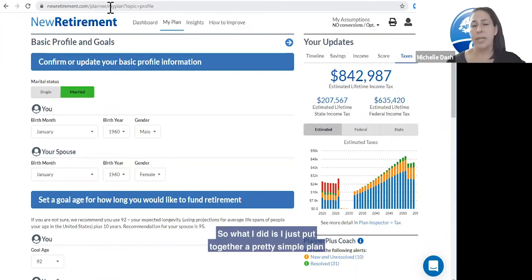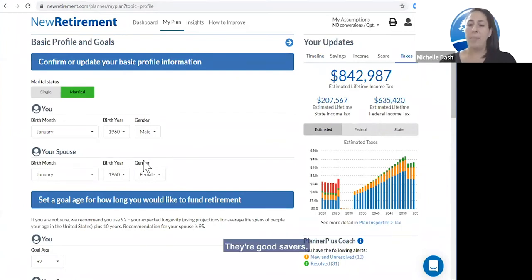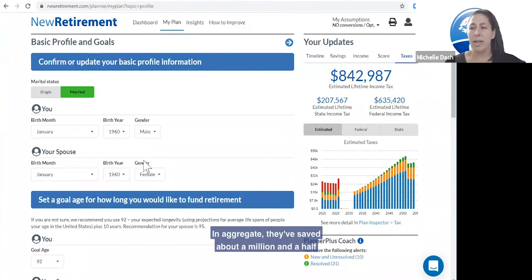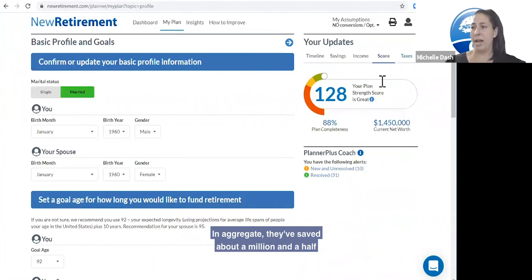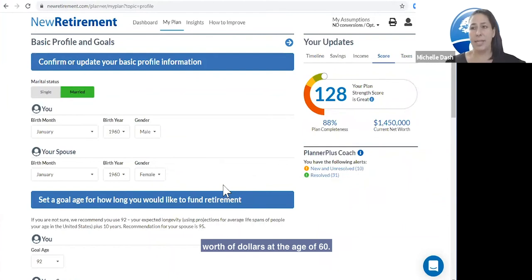So what I did is I just put together a pretty simple plan to get us started. I used an example of a married couple. I'm calling them Joe and Sally. They both happen to be 60 years old. A little bit more about their situation. They plan to work for the next 6 years, and then they will retire at the age of 66. They're good savers. They each have IRAs. In aggregate, they've saved about $1.5 million at the age of 60. And that breaks down, they each have $500,000 in IRAs and about $200,000 in savings. So those are the inputs that I put in.